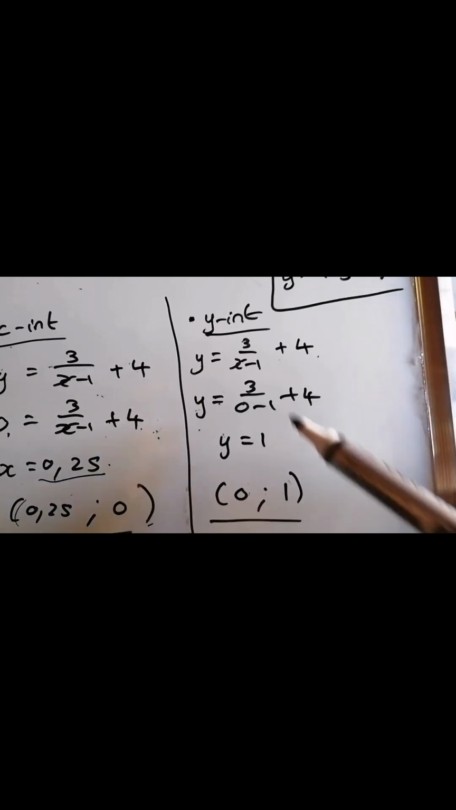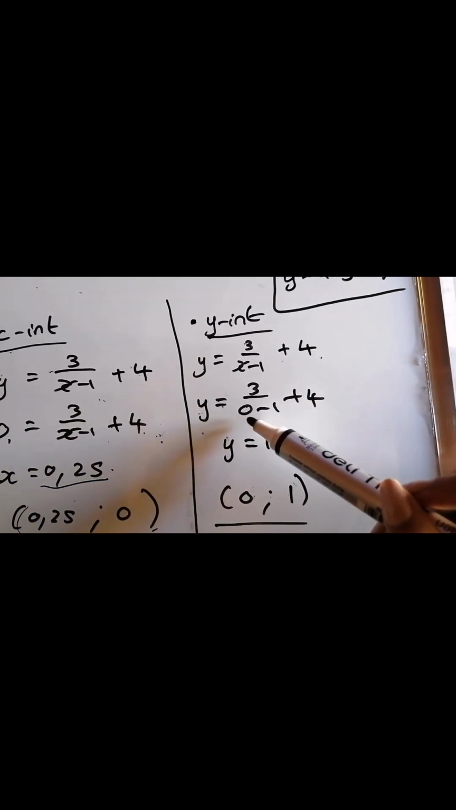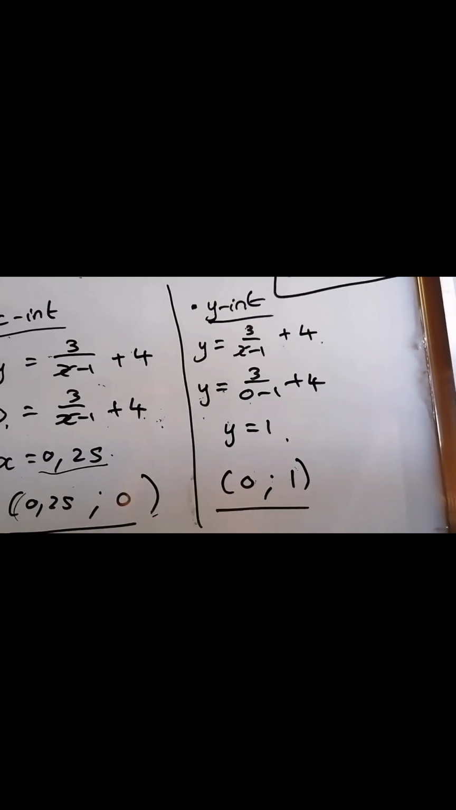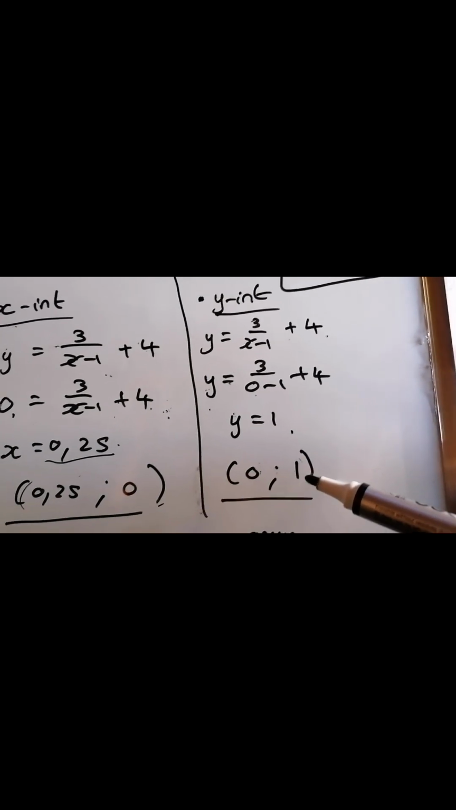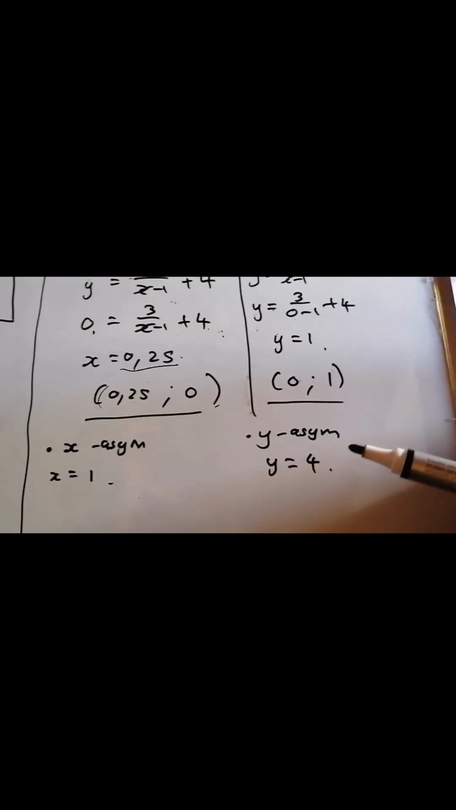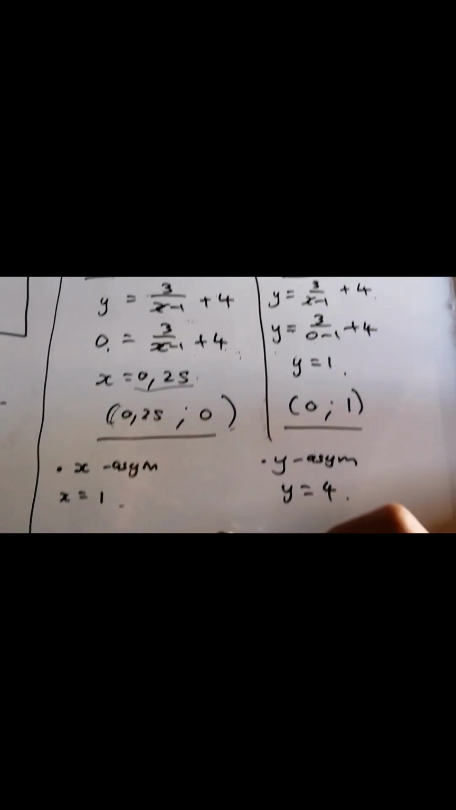Then for your y-intercept, you have to make x 0. So I did that, and I got an answer of 1. Again, don't forget to write it in coordinate form. X will be 0, and then your y will be 1. Okay, now I have all the coordinates that I need. I can draw the graph.